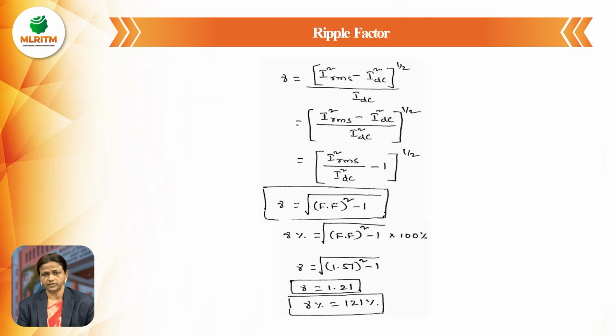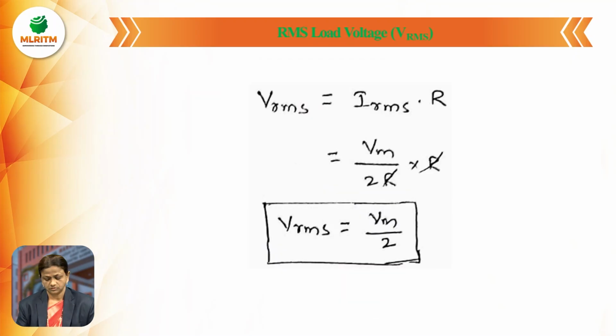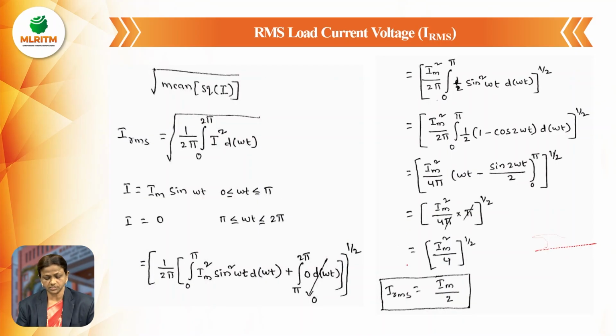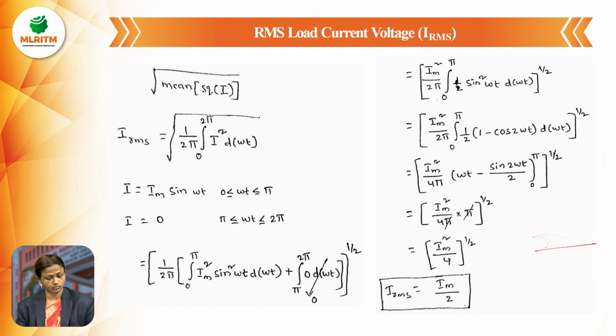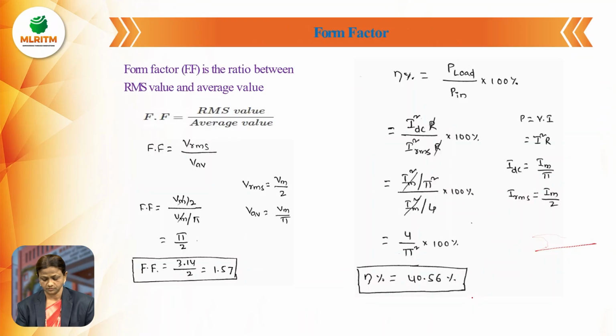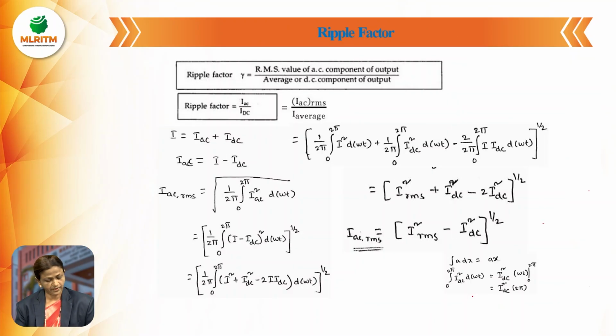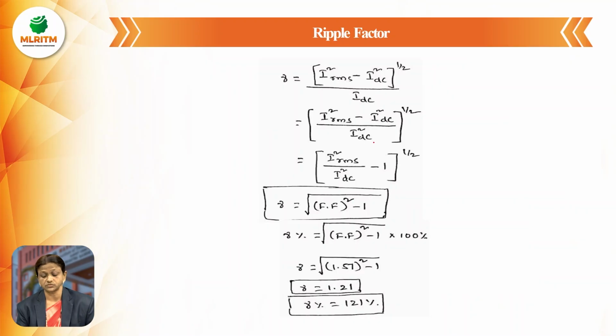IRMS value and IDC value, both values are already calculated in the case of the half-wave rectifier. What is IRMS? What is IDC value? IRMS equal to IM by 2. IDC, the average value, equal to IM by pi. Now substitute these two formulas. So (IRMS by IDC) whole square minus 1.